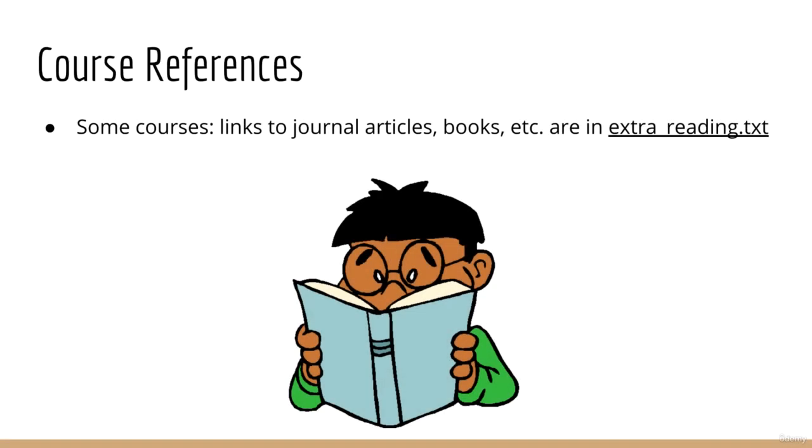So one extra note about the GitHub repo. Most courses also contain a file called extra_reading.txt. This file contains reference material for the course, like journal articles, books, and so forth. So if you hear me referring to extra_reading.txt in the lectures, this is where it can be found. Reading these materials is optional, but they are there in case you want to further your studies.